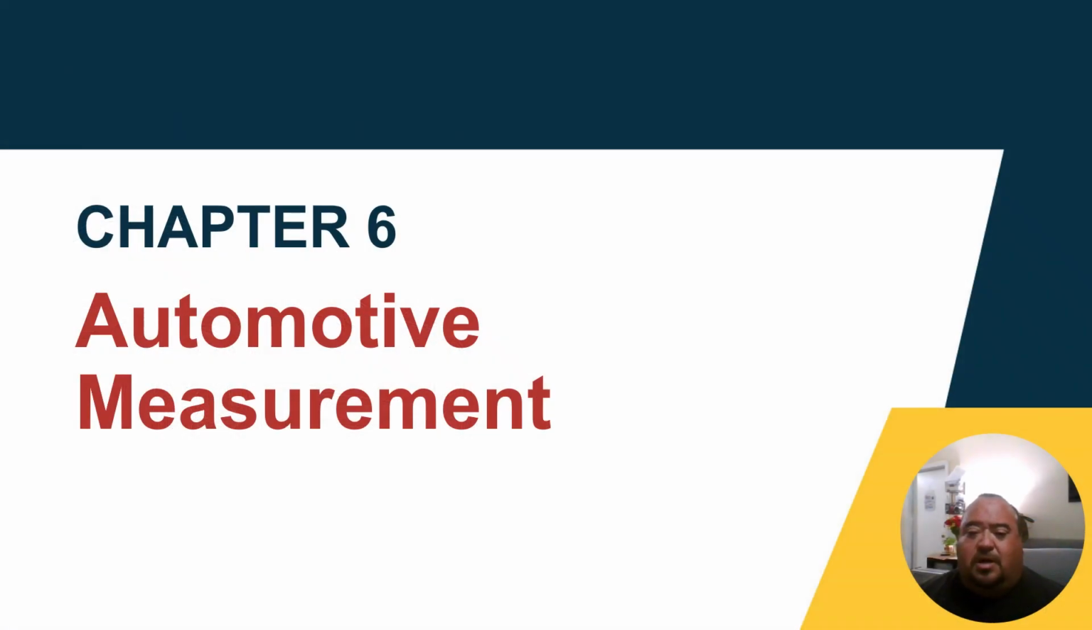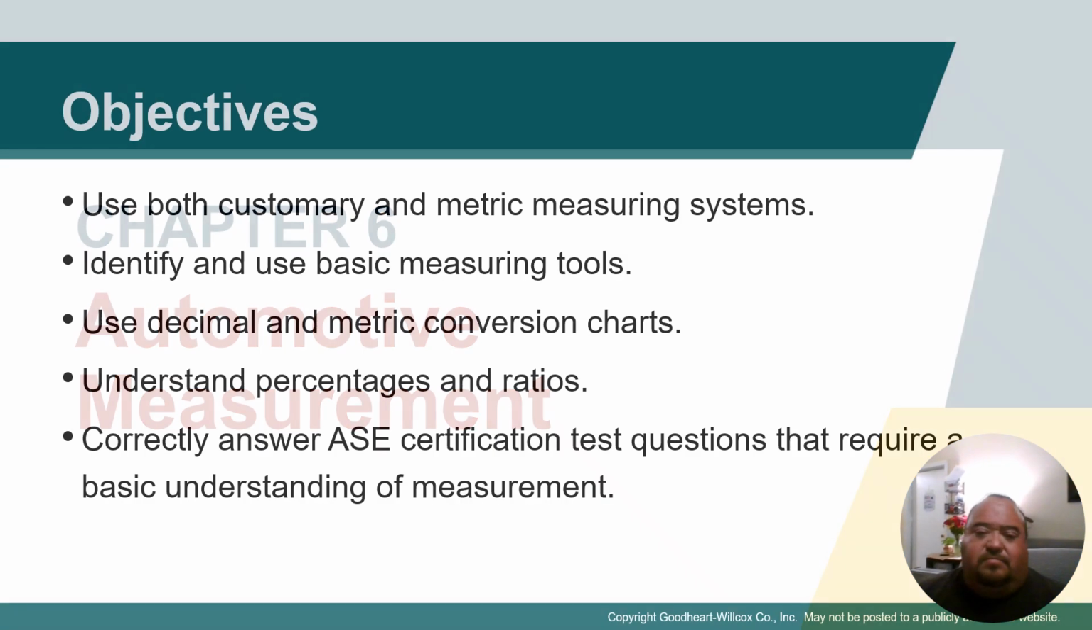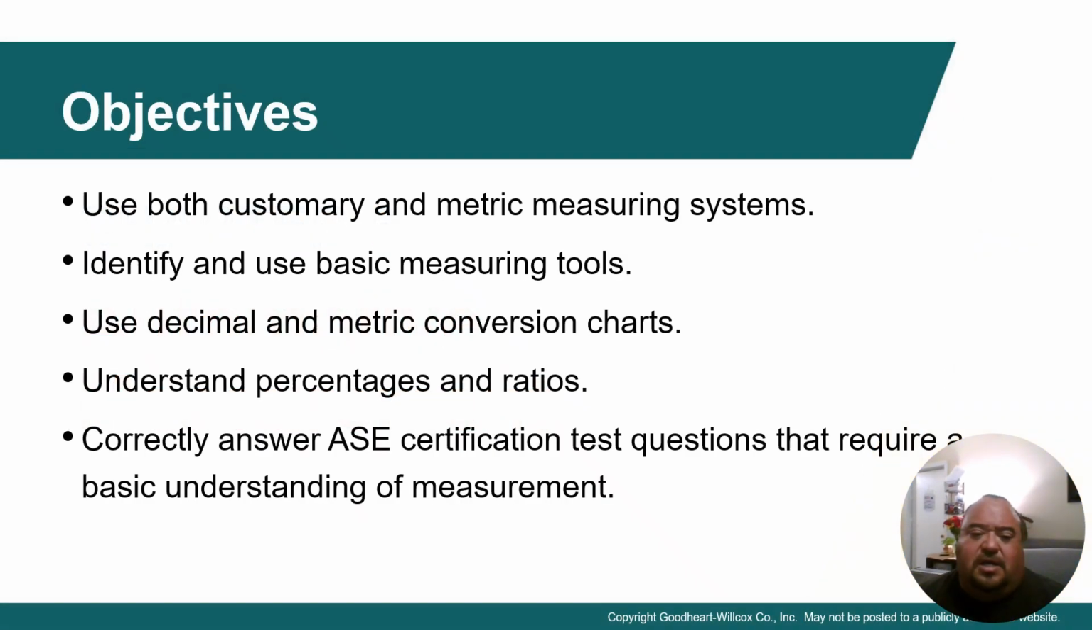Hello, everyone. This week we'll be covering Chapter 6, Automotive Measurement. In this chapter, we will learn how to use both customary and metric measurement systems. We'll be able to identify and use basic measuring tools, use decimal and metric conversion charts, understand percentages and ratios, and correctly answer ASE certification test questions that require basic understanding of measurement.